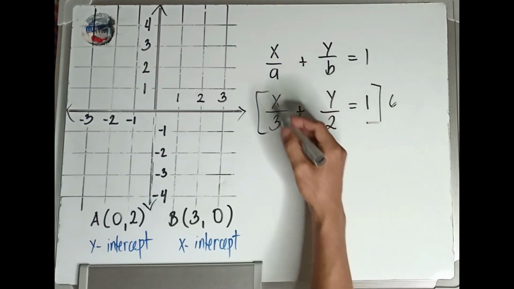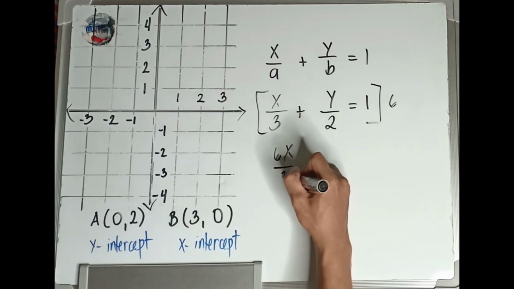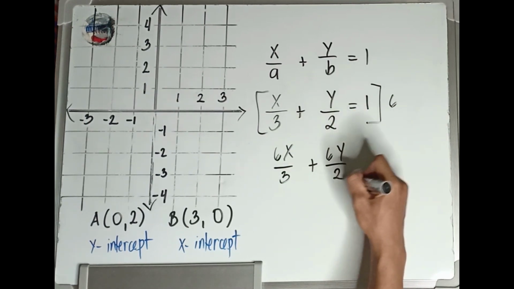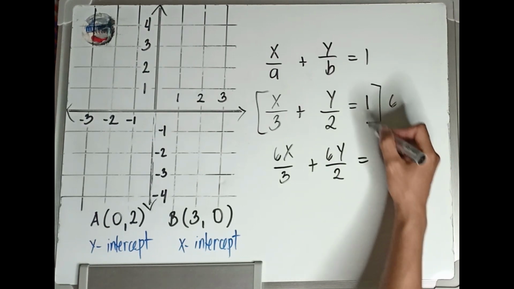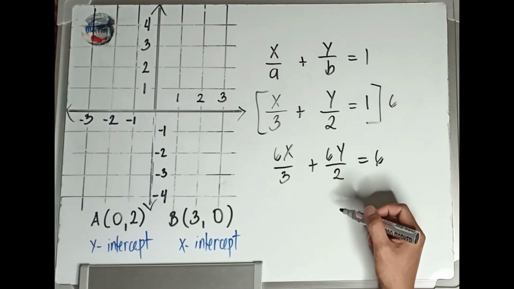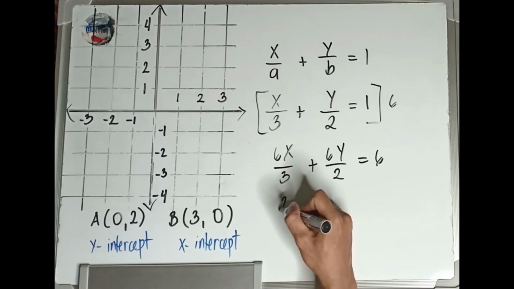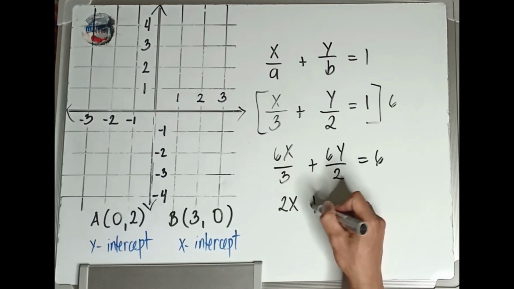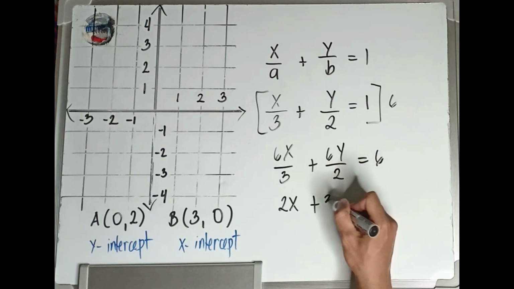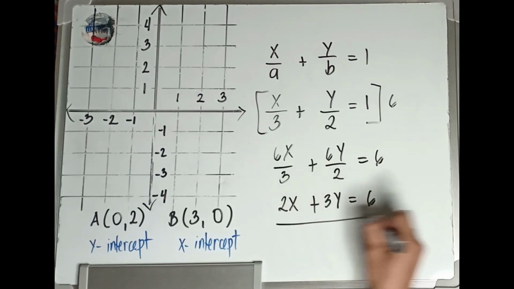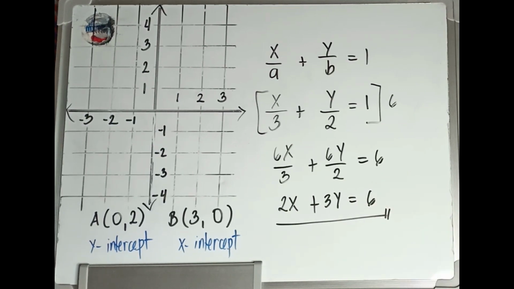So, 6x over 3 plus 6 times y over 2 is equal to 6 times 1, that is 6. Then, let us simplify. 6 over 3 is 2, then copy variable x, plus 6 over 2 is 3, then copy variable y is equal to 6. So, the equation of the line given the x and y intercept will be this.